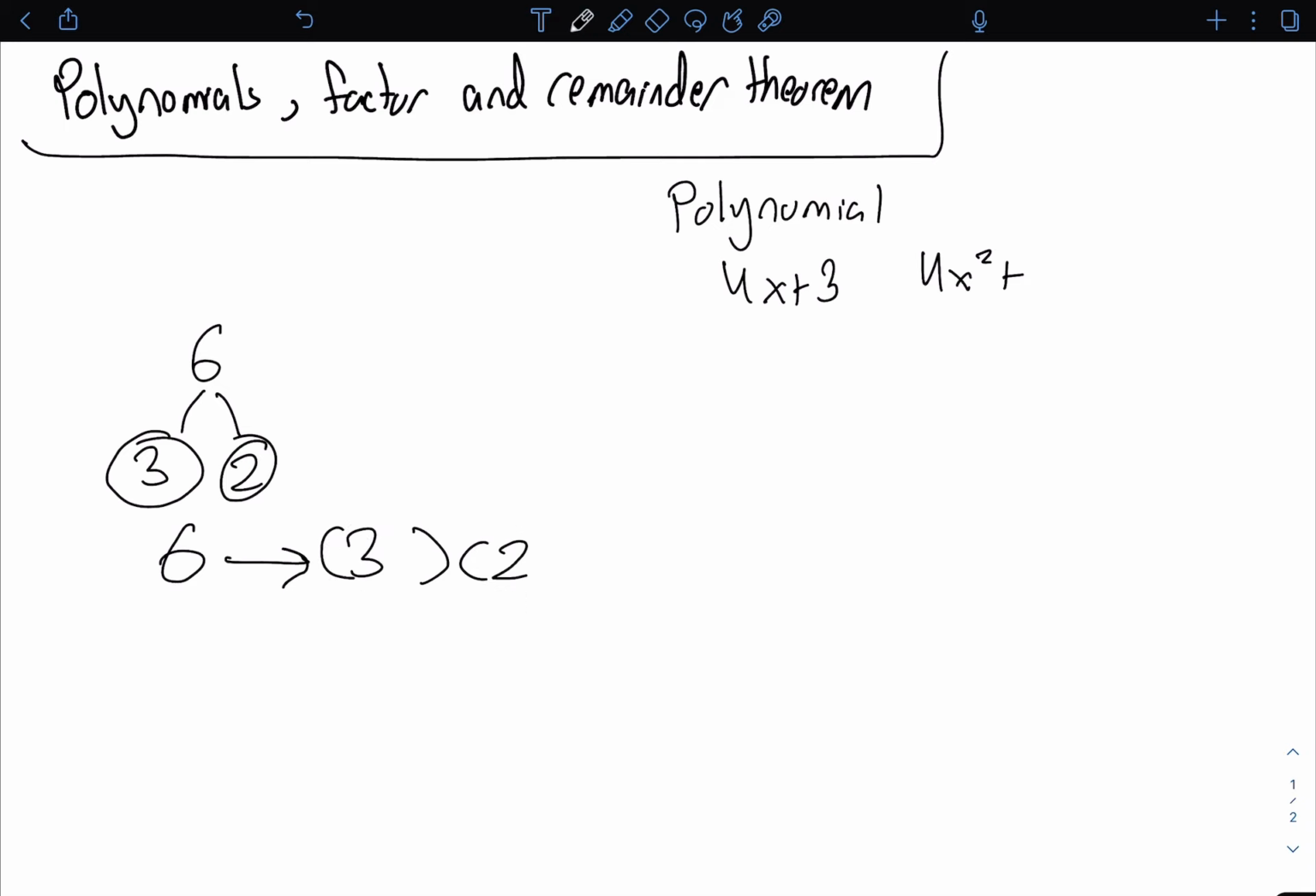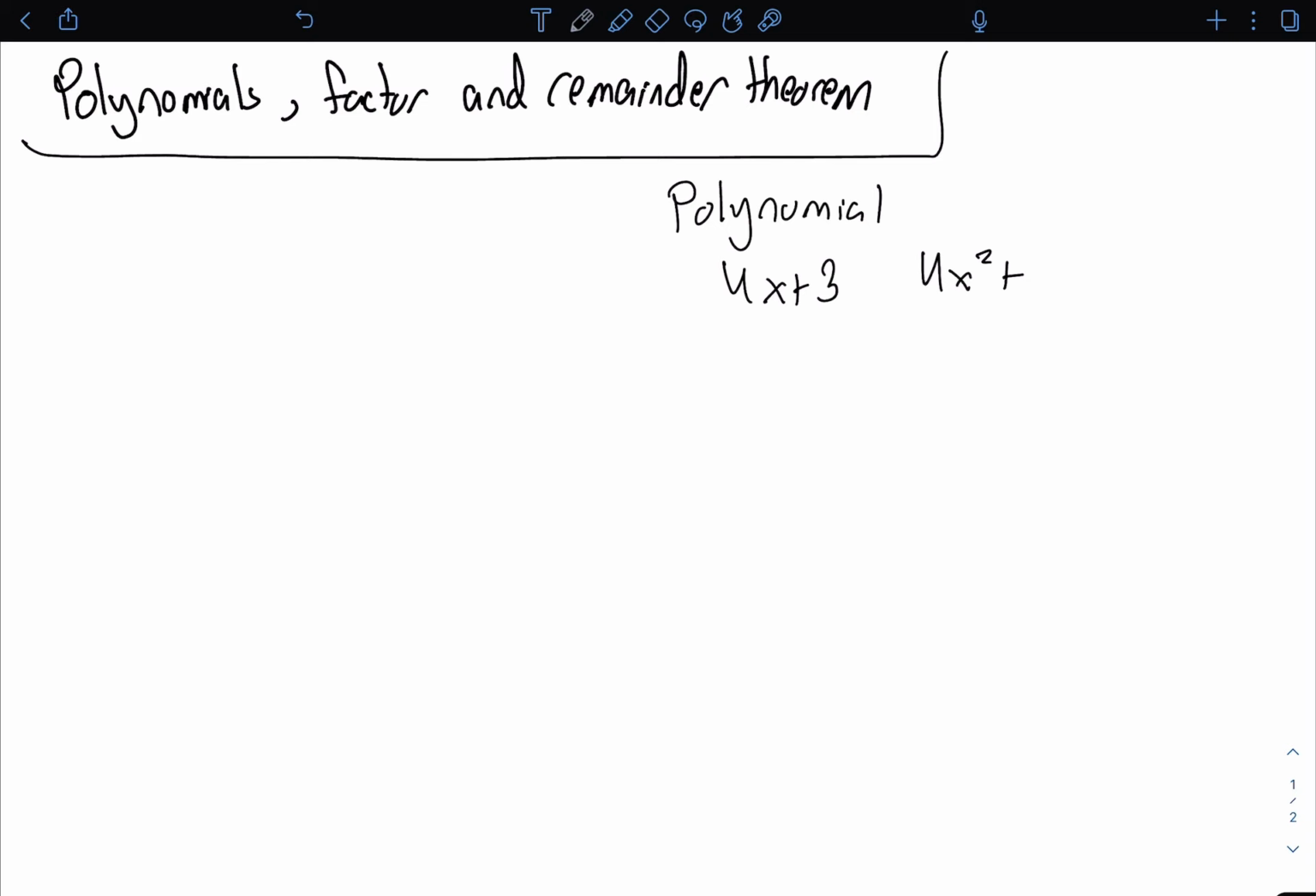So how do we relate that to polynomials? Well, let's look at an equation. I'm going to erase this. So I hope you understand what a factor is. That's basically what a factor is. So let's write a polynomial. Say I want to write x squared plus 4x plus 4, let's say 4. Very simple.